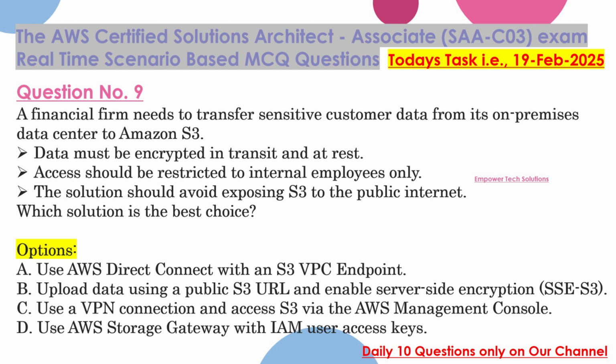Options: A. Use AWS Direct Connect with an S3 VPC endpoint. B. Upload data using a public S3 URL and enable server-side encryption. C. Use a VPN connection and access S3 via the AWS Management Console. D. Use AWS Storage Gateway with IAM user access keys.